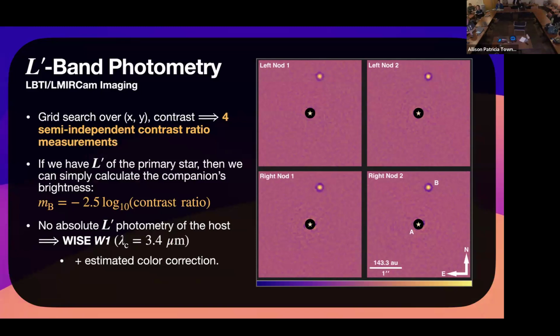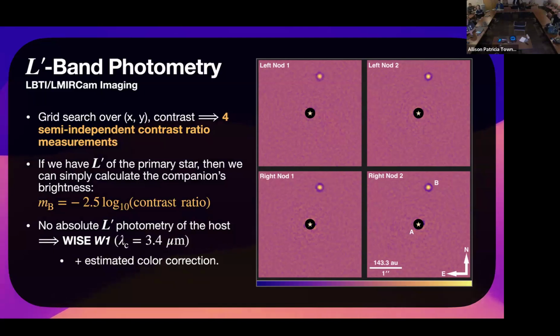For the photometry, which was estimated at the same time from those negative injections, we also get 4 different contrast ratios. So we're not doing absolute photometry, but we're getting a direct measurement of the contrast by scaling the host star's brightness as we negatively inject companions and minimize those residuals.